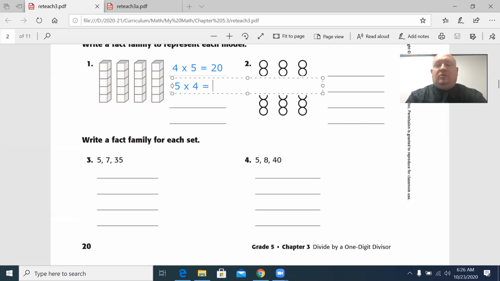Do I do anything to the number 20? No, it stays the same. So 5 times 4 is 20. Those are the two multiplication portions of this fact family. We now need to divide.